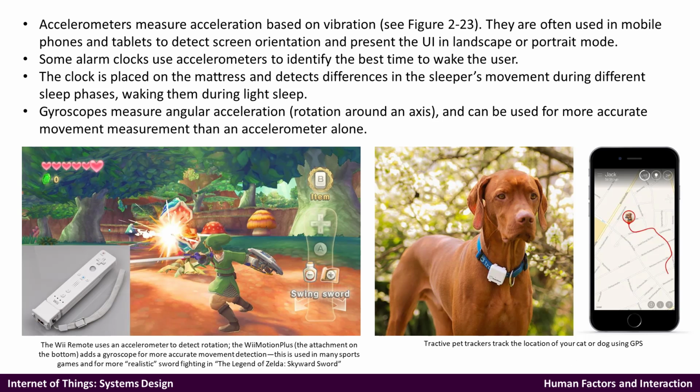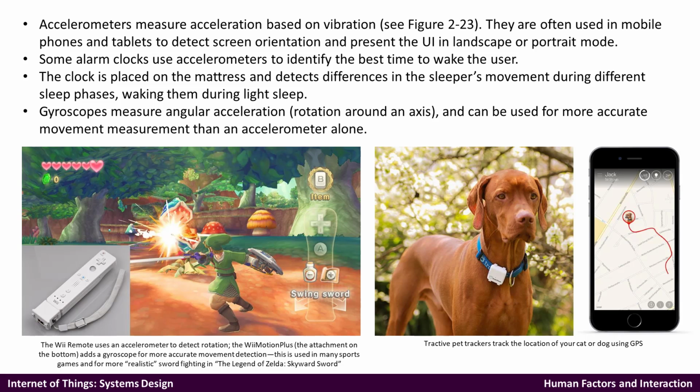As we discussed earlier, mobile phones tend to have a variety of different sensors on them. The accelerometers measure acceleration based on vibration. They are often used in mobile phones and tablets to detect the screen orientation and present the UI in a landscape or a portrait mode. This is quite relevant to any IoT device that has a screen, especially if it makes sense to provide rotation capability.